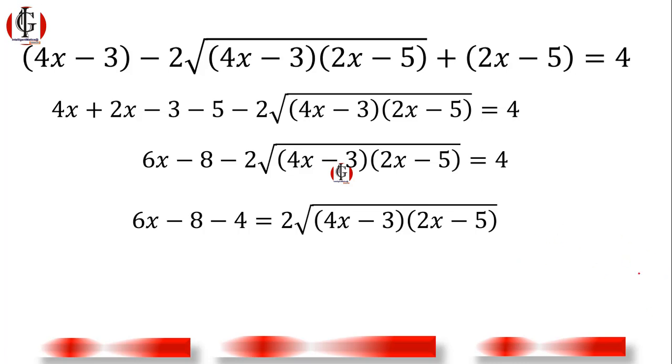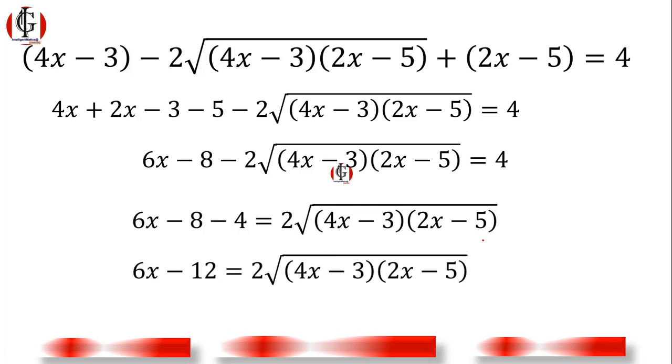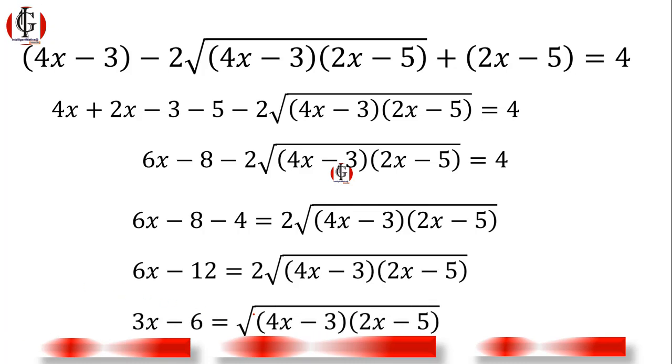So I cross this to the other side. To the right hand side, I'm going to have 6x minus 8 minus 4 equals 2 into the square root of 4x minus 3 into 2x minus 5, and that gives us 6x minus 12 equals to that. So if I divide all through by 2, because this 2 is like a scalar multiplication, so I divide all through by 2, I'm going to have 3x minus 6 equals the square root of 4x minus 3 into 2x minus 5.